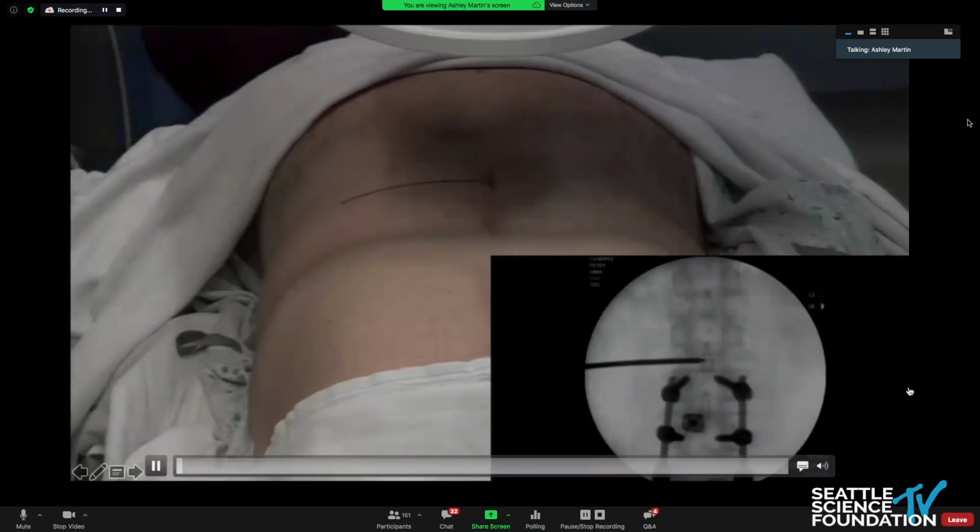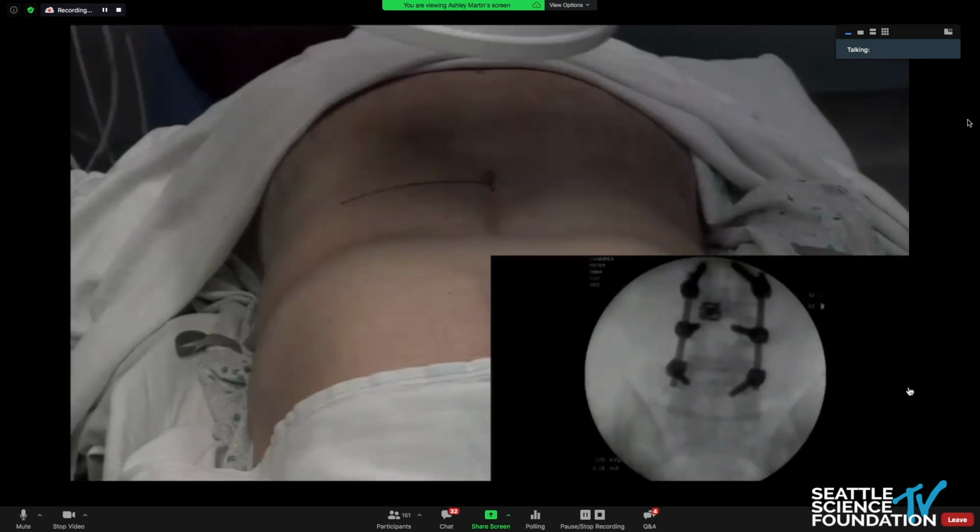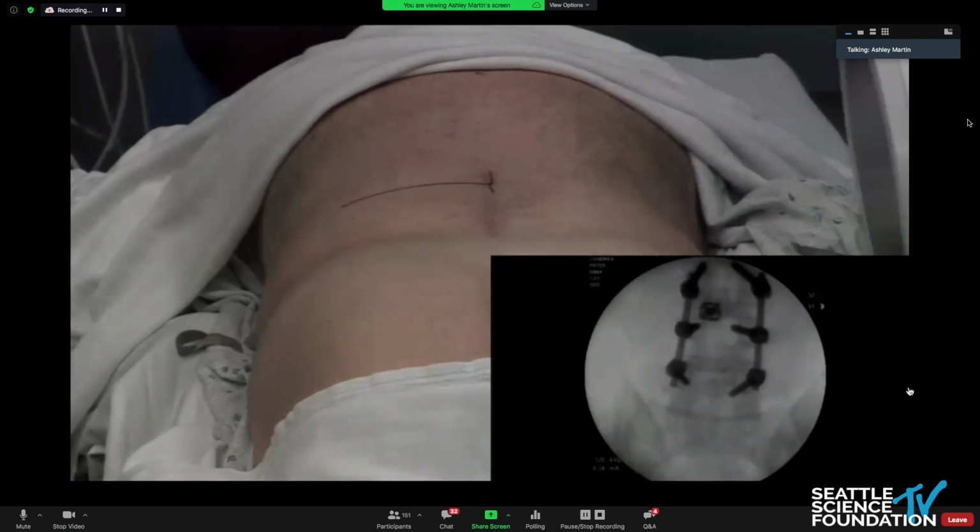Then get a lateral, and then we'll get a lateral to see what the Ferguson angle will be for our approach.